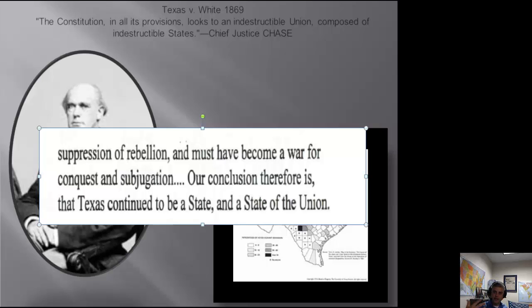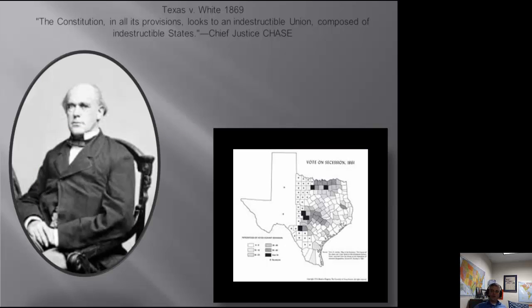So this theory, though vigorously opposed by radical leaders like Thaddeus Stevens, received judicial support in the Supreme Court case of Texas versus White in 1869, when Chief Justice Chase, speaking for the majority, stated the following: "The Constitution, in all of its provisions, looks to an indestructible union composed of indestructible states. Considered, therefore, as transactions under the Constitution, the ordinance of secession, and all the acts of her legislature intended to give effect to that ordinance were absolutely null."